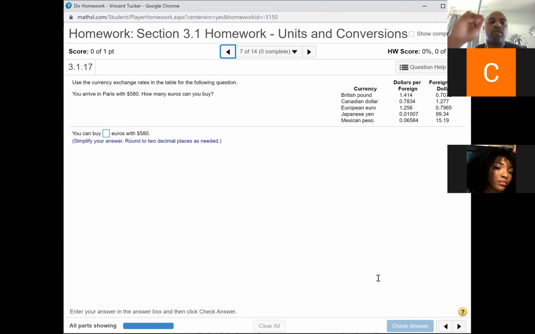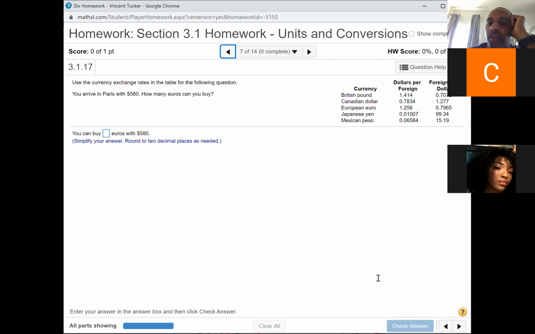All right, so this one has got to be tricky. It was kind of tricky at first because I interpreted it wrong, according to the wording. I'll show you what I mean in a second. You arrive in Paris with $580. How many euros can you buy?